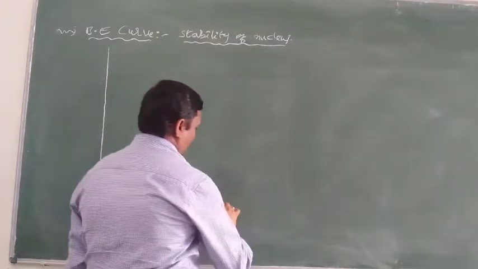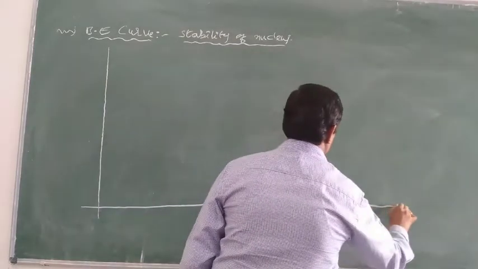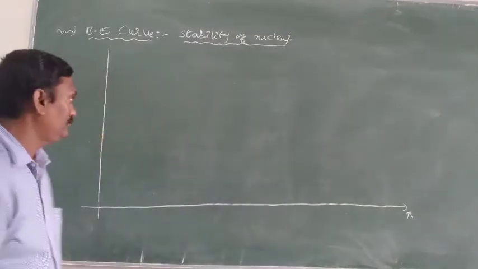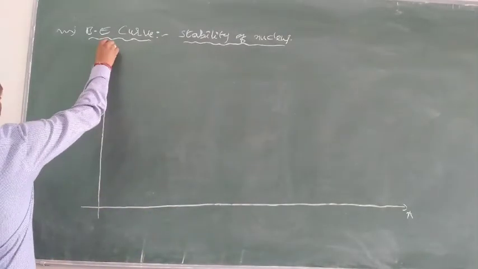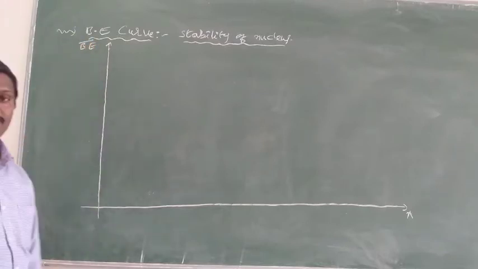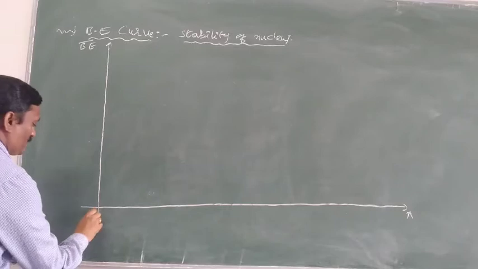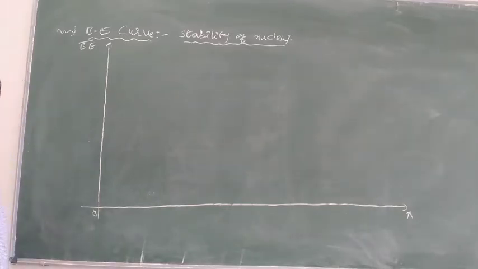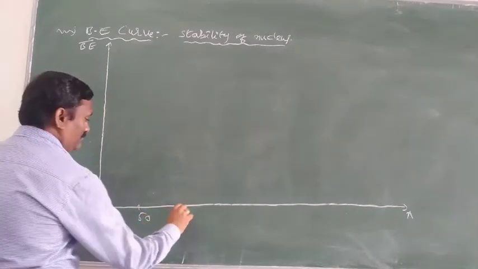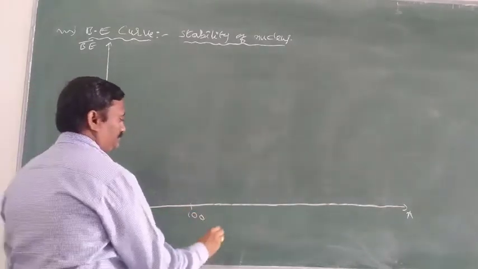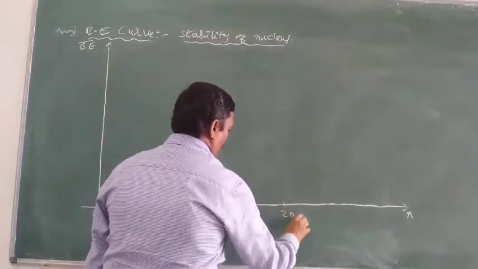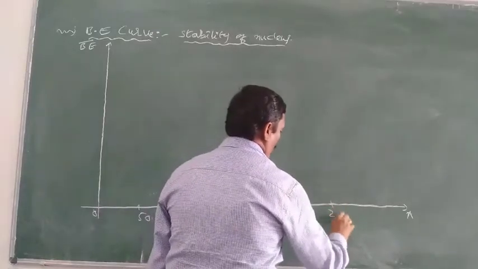Mass number A is taken on the x-axis, and the average binding energy, or specific binding energy, is taken on the y-axis. The intersection point is 0 mass number. Then it is 0, 50, 100, 150, 200 and 250.